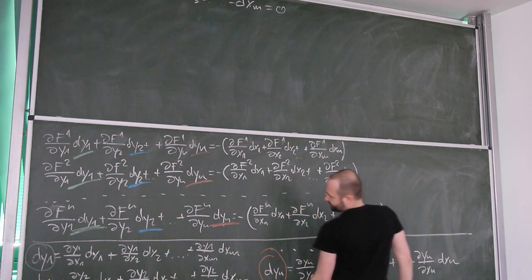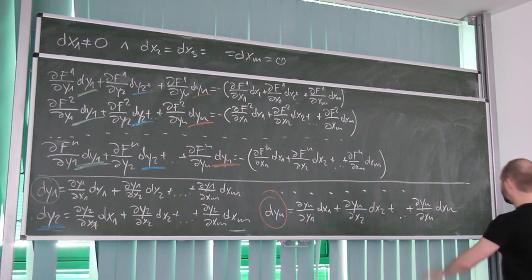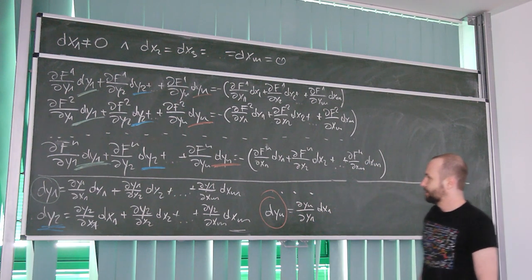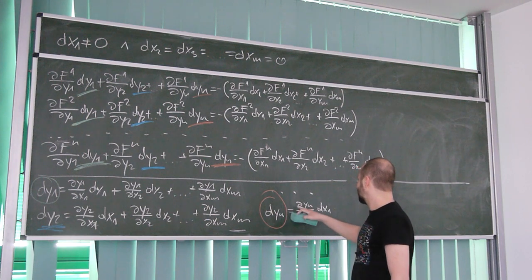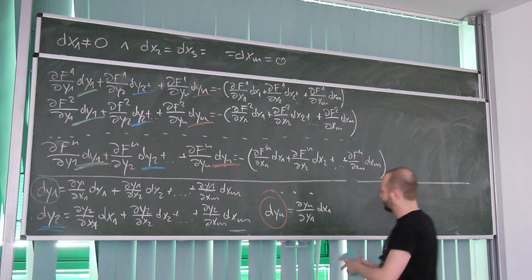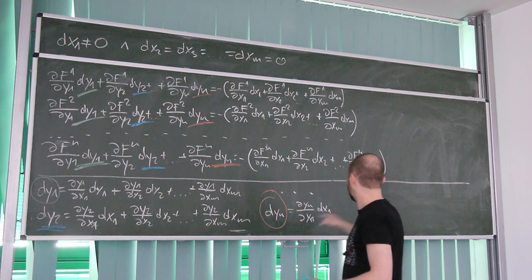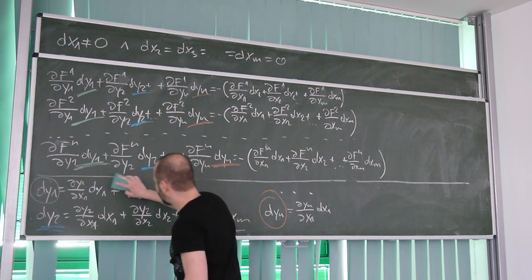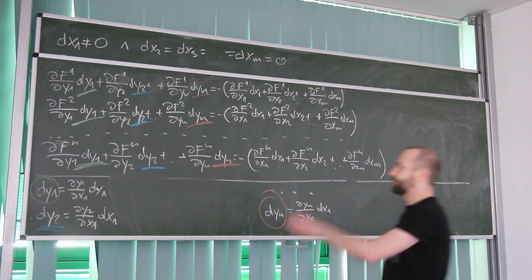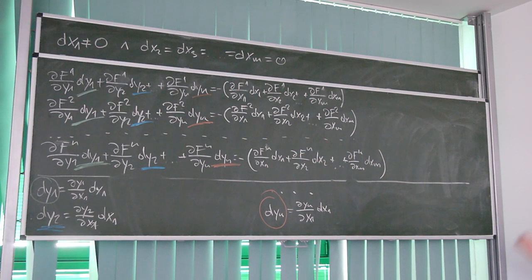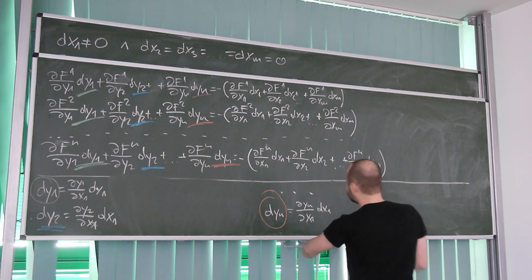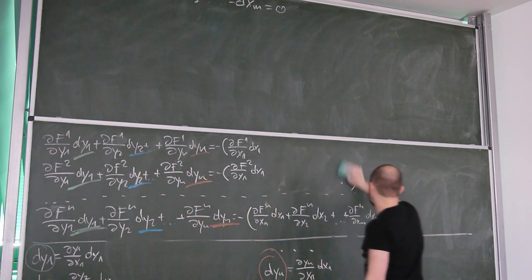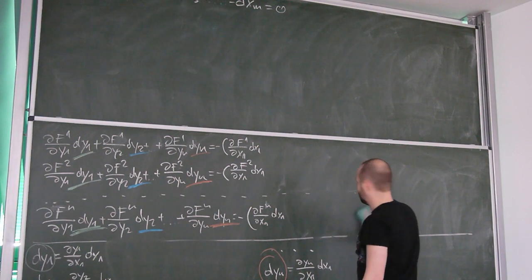Let's start actually from the bottom this time. Look, here everything is gone. dyn is simply equal to partial derivative of yn with respect to x1 times dx1. And look, the same happens over here. All those differentials got so much shorter. And actually, the same thing happens over here on the right hand side. All this that you see over here disappears.